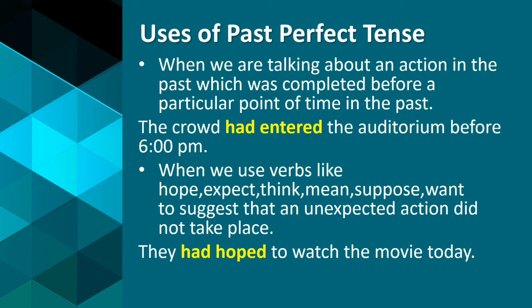When we use verbs like hope, expect, think, mean, suppose and want to suggest that an unexpected action did not take place. They had hoped to watch the movie today. In reality, it means that they have not watched the movie. They had hopes, but they have not watched it. So when an unexpected action did not take place, there are certain verbs with which we use the past perfect tense.